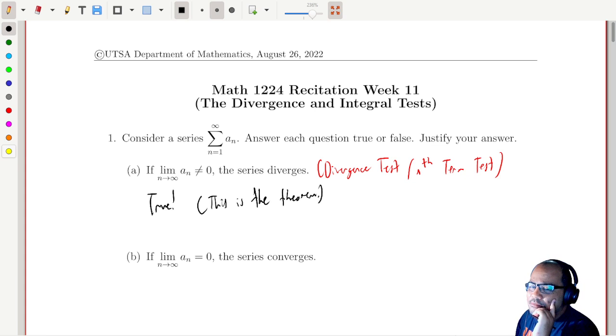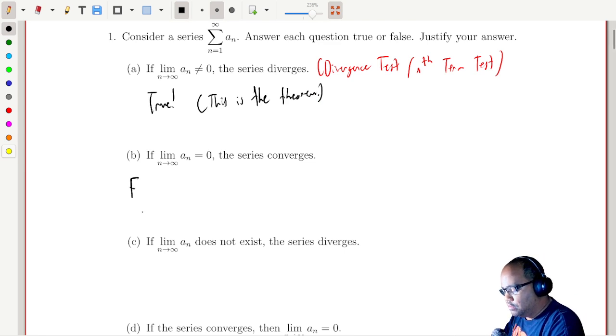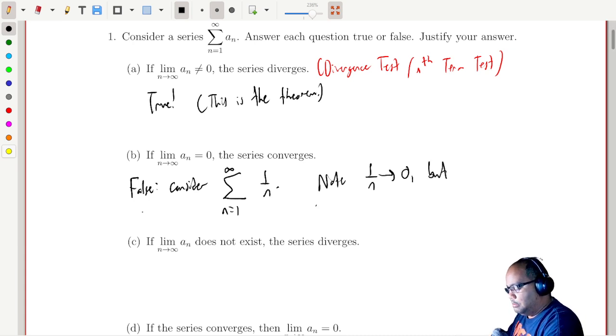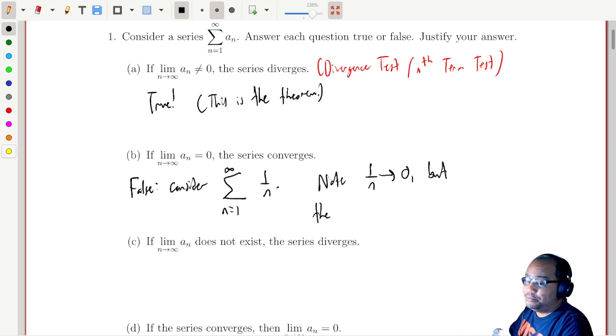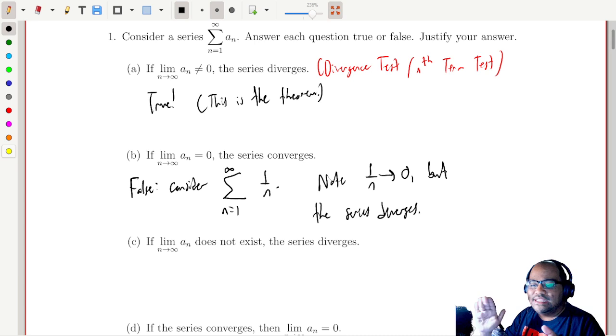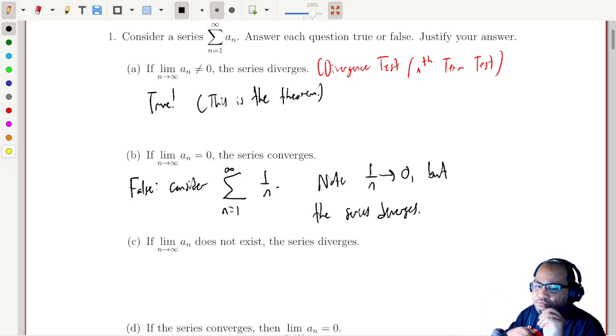But let's look at that. Does that mean that if the limit of those terms is zero, the sum diverges? Well, the answer is no. As an easy counterexample, let's go back to our favorite friend, the harmonic series, summing 1 over n. Note that 1 over n does indeed go to 0, but the sum diverges, because this is the harmonic series, the p-series with p equals 1. So just because the terms go to 0 does not necessarily mean that the series converges. This is something that we've got to be very, very careful about.